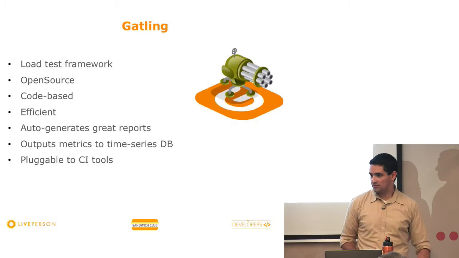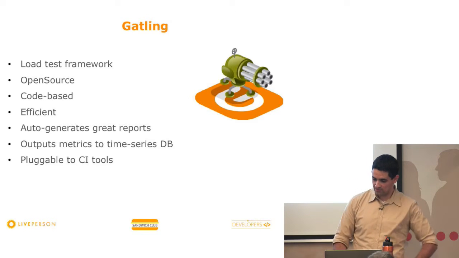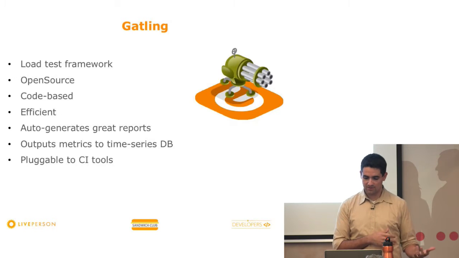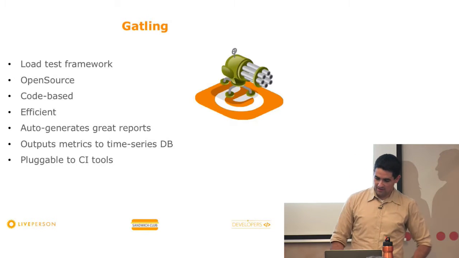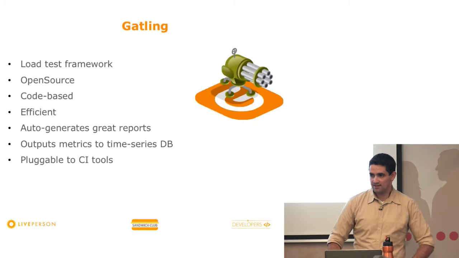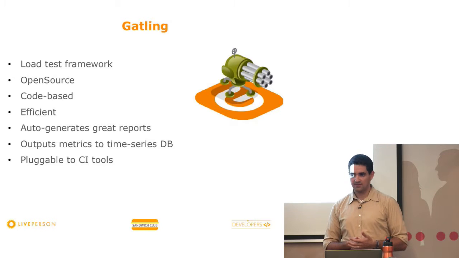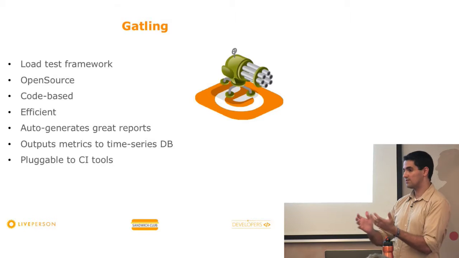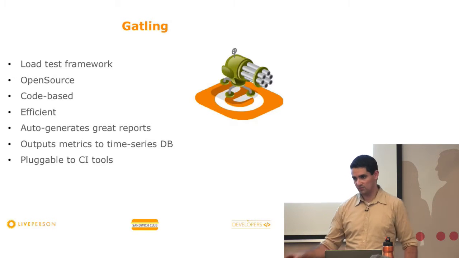Gatling also auto-generates reports, which was very big for us. Those reports are very nice to read. You can present them to management. They have all the information that's required in order to analyze what happened during the simulation. I'll demo this type of report later. It also plugs into CI, so you can use it for system testing and so on, like I explained before. And it also plugs into time series DBs, so you can push metrics from your simulation onto this database to see both in real time and afterwards what's going on in the test.